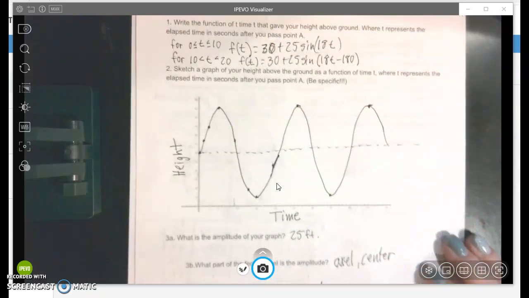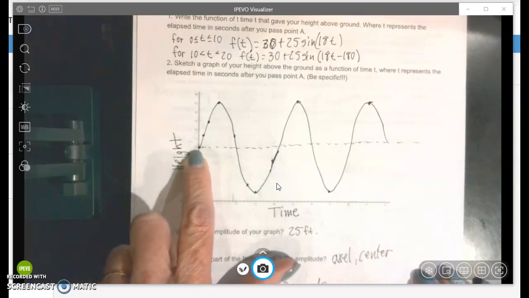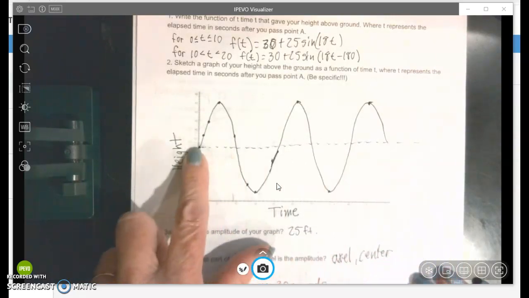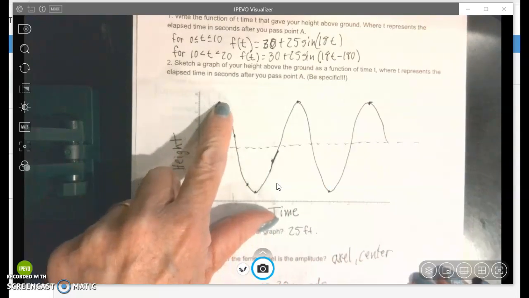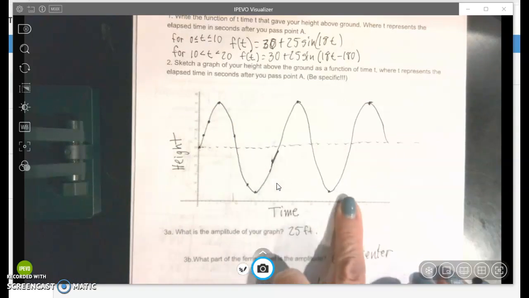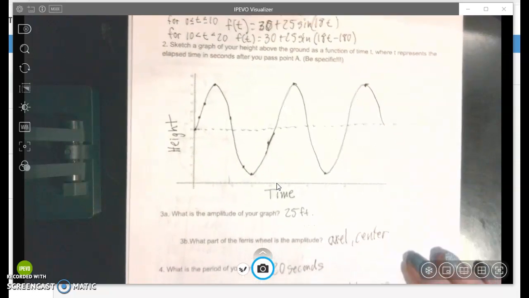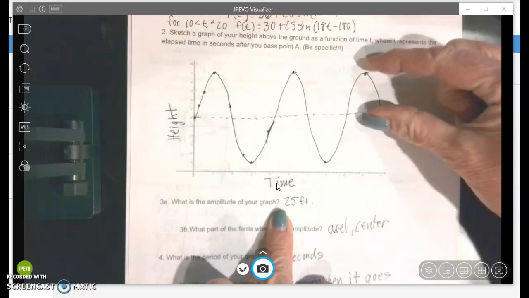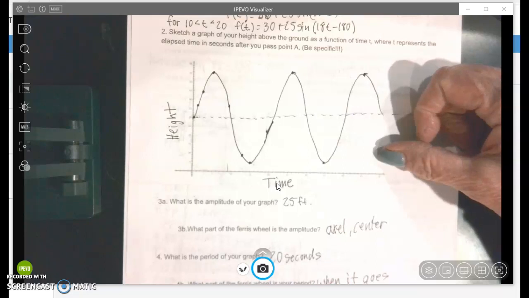And then on the back here, we're just graphing those points. We look at the height: 30 is our midline, because that's where it started, and it just revolves around that. It goes 30, then it gets higher at the very top, and then it comes down, and then it gets lower, and so on. And you can really see how this is a cyclic function. It just repeats over and over again. So the amplitude of the graph is from the midline up, which is the radius of the circle, 25 feet. And you can answer those questions there.